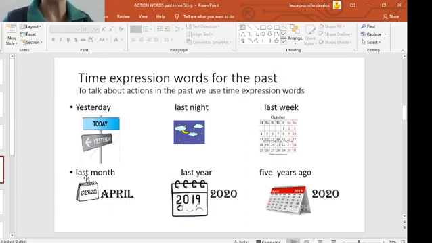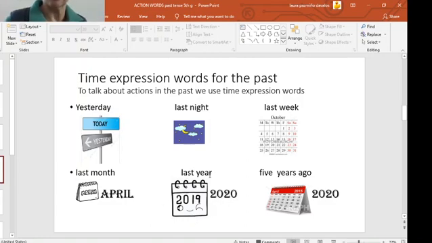Last month. This month is April. We are in April now. And last month was March. Sí, eso es last month. Last year. This year is 2020. Last year was 2019. ¿Sí? La diferencia. Last, ya pasó.